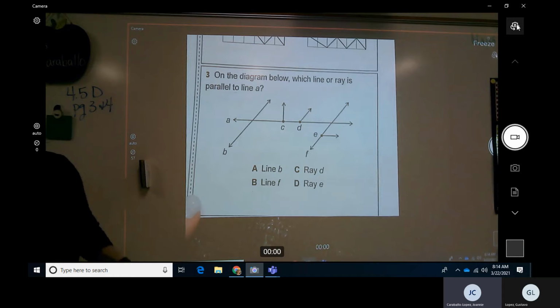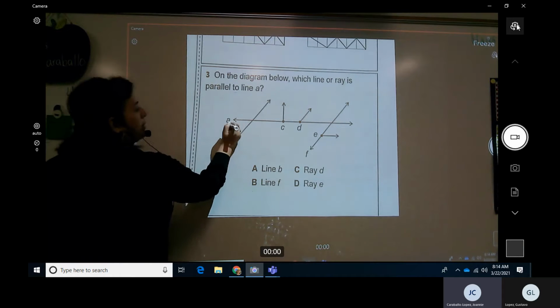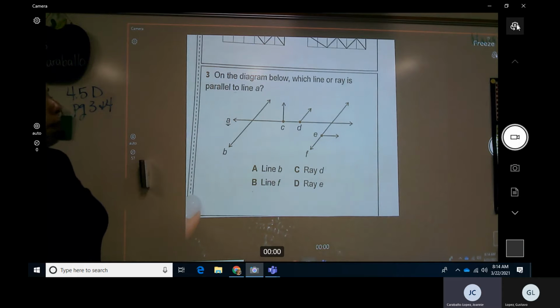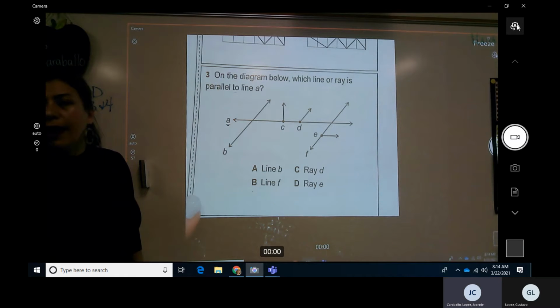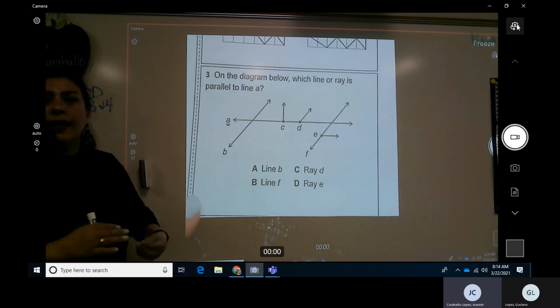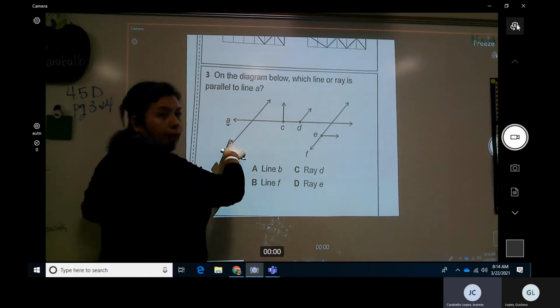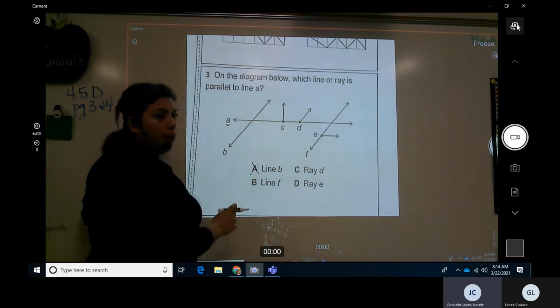So the first thing I'm going to do is locate A. This is where A is, right? And what does it mean to be parallel? That they don't intersect. La palabra paralelo significa que no intersectan las líneas. Okay? Does line B intersect A? Yes. So it cannot be B.